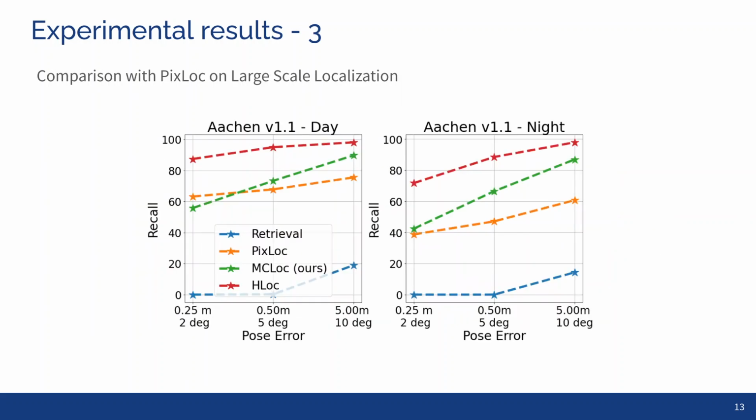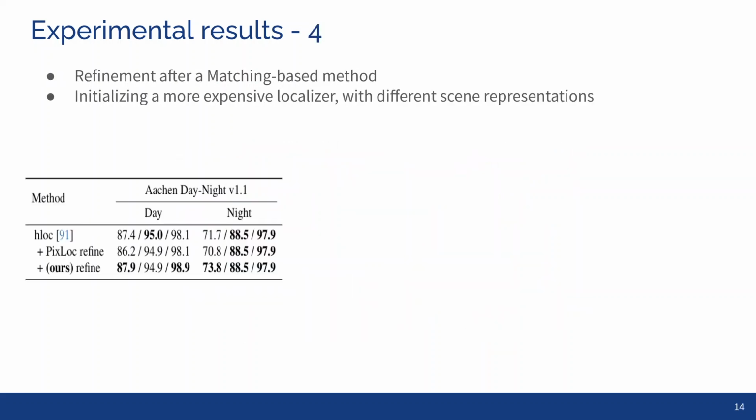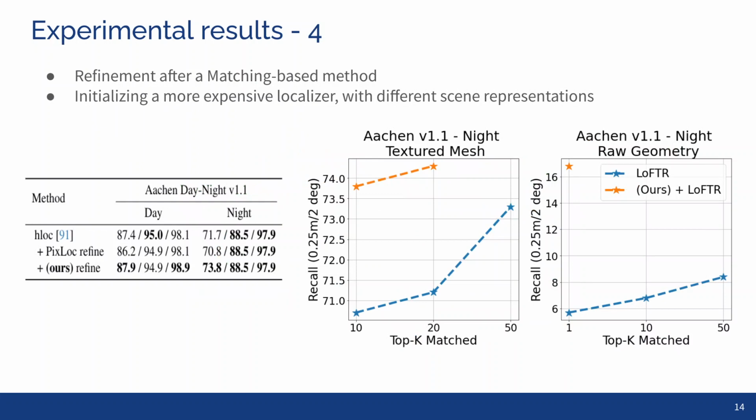We also test our method on the large-scale benchmark of Aachen, where we compare with Pixlock and show that we are also able to outperform their approach. We also show that our method can be used as a refinement step after matching-based methods, and also as an initialization pre-processing before a more expensive localizer, and that we are able to improve the results with different scene representations, such as a textured mesh or even simple raw geometry.